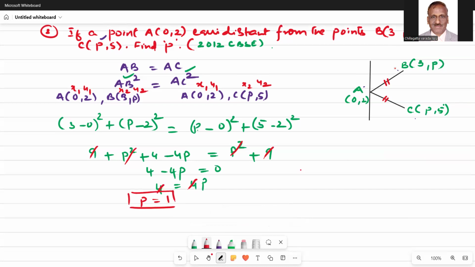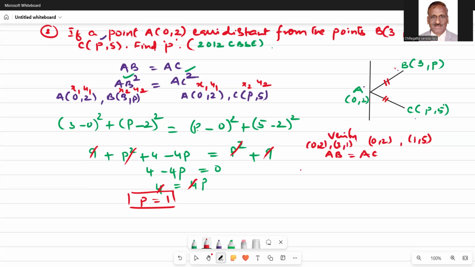If you want, we can verify it. What are we verifying? AB square is equal to AB is equal to AC. We have to verify AB is equal to AC. We will verify for the given points now. What is our A? 0, 2. A is 0, 2 and B is what? 3, P. That is 3 and P value 1 we got. A once again 0, 2 and C is equal to P, 5. This is 1, 5. Okay.